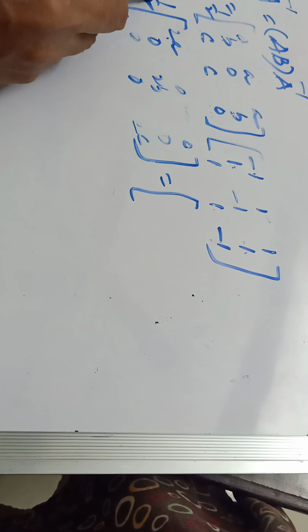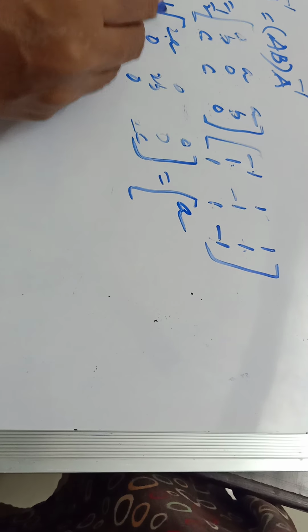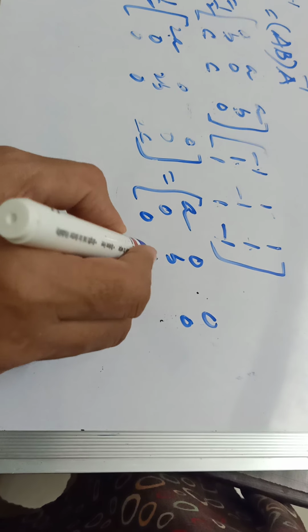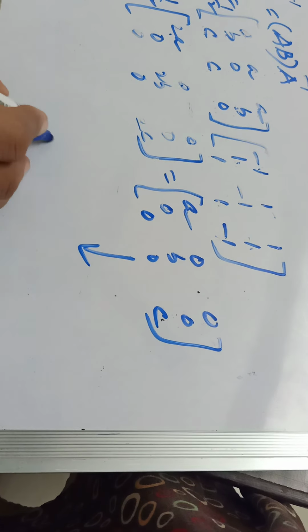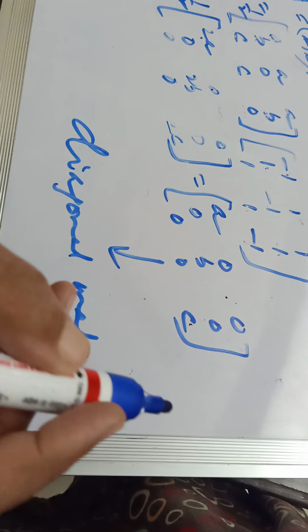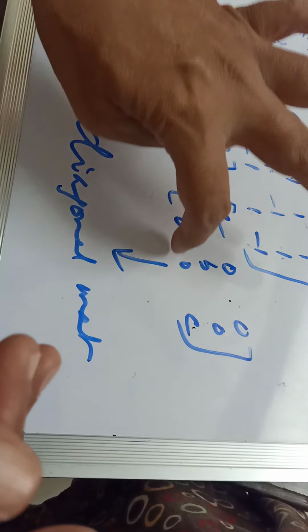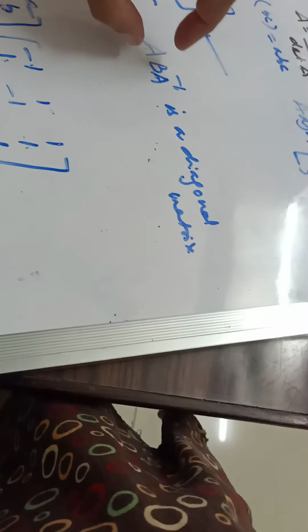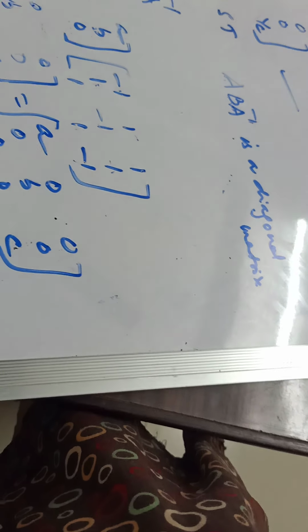So multiply every element with 1 by 2. 1 by 2 into 2A is 2 get cancelled, A. 1 by 2 into 0 is 0. Here 0, B, 0, 0, 0, C. This is a diagonal matrix, because all the non-diagonal elements are zeros here. So finally we proved that this AB A inverse is a diagonal matrix.